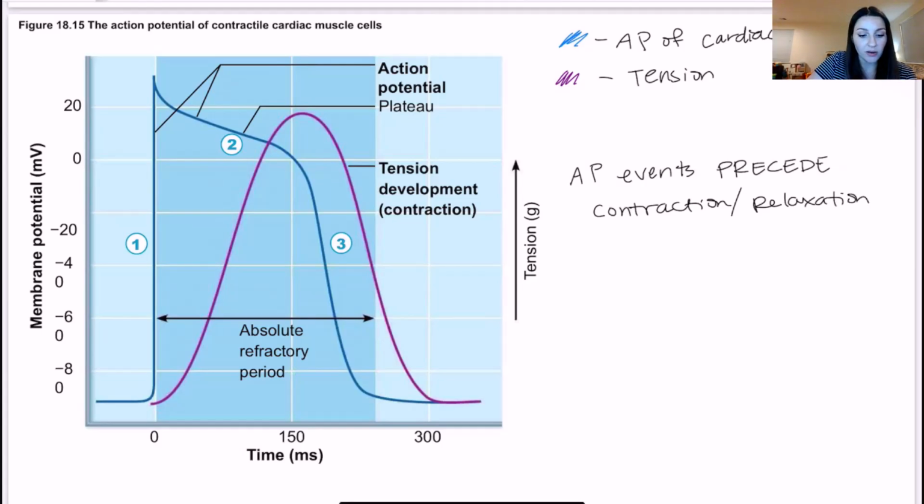So notice that we go up, depolarize. You'd expect with depolarization we'd have contraction right away. We do, but a couple of milliseconds later. On repolarization, you'd expect we'd start to relax. We do, but a couple of milliseconds later. See what I mean? So those electrical events, the action potential stuff, come before that contraction and relaxation. Keep that in your brain. We're going to come back to it.